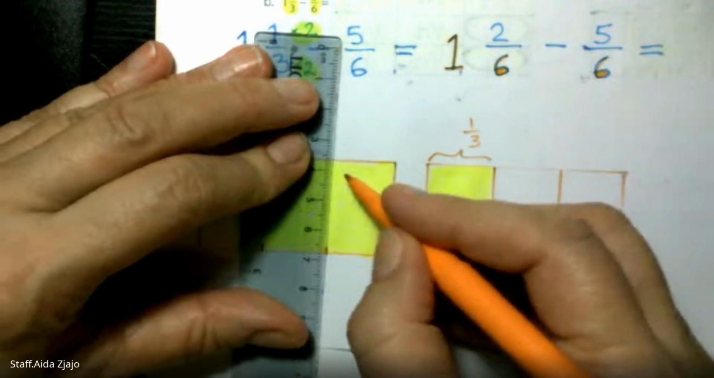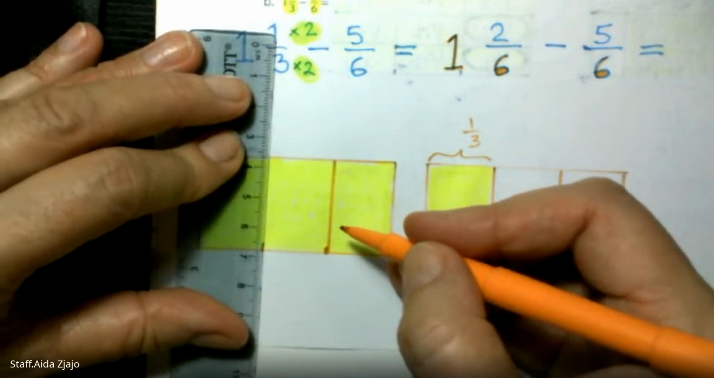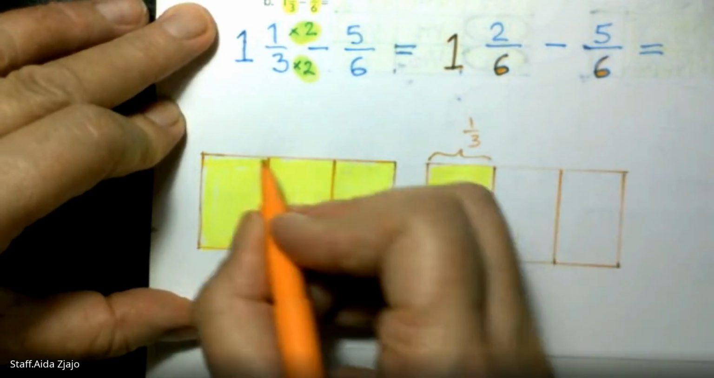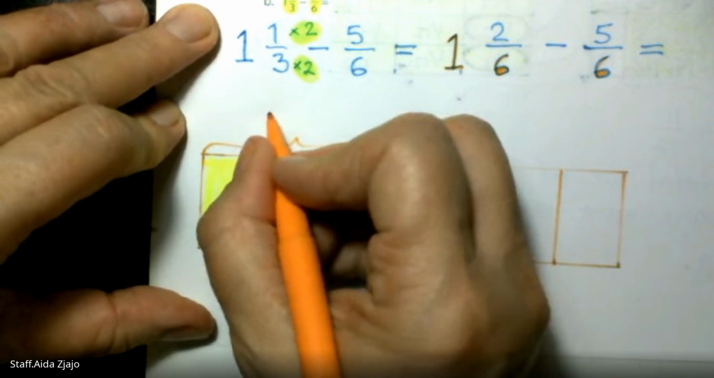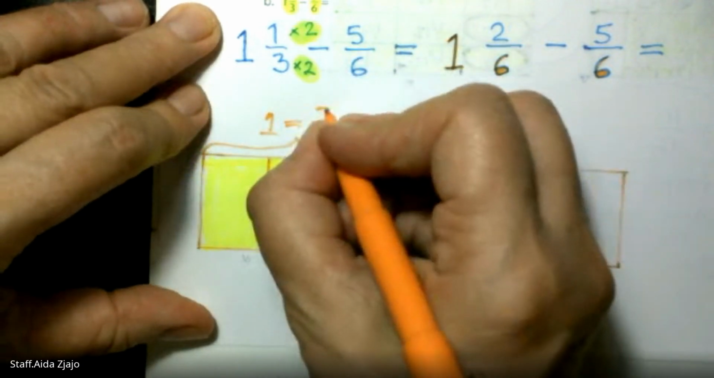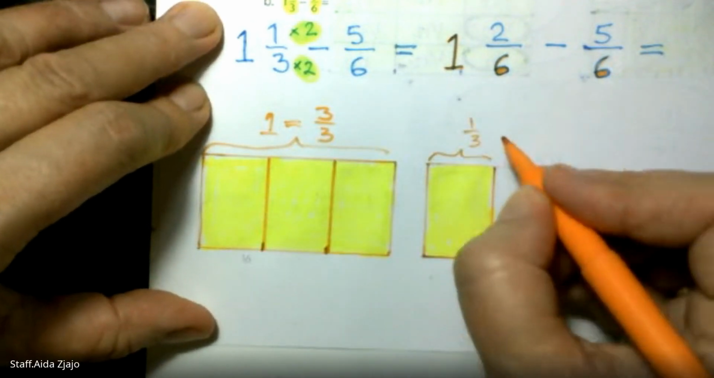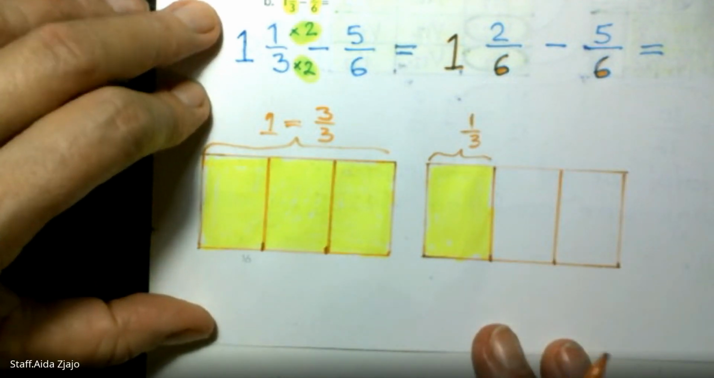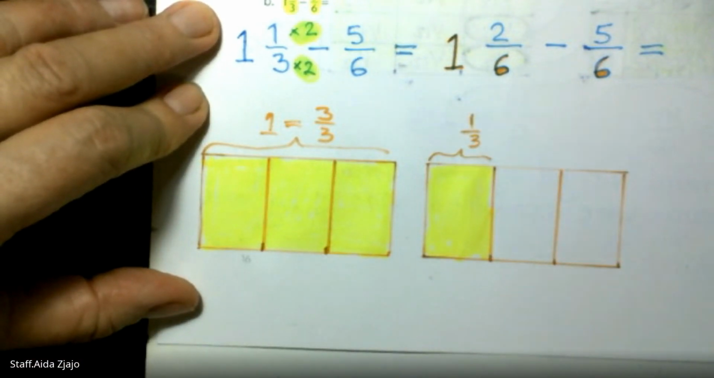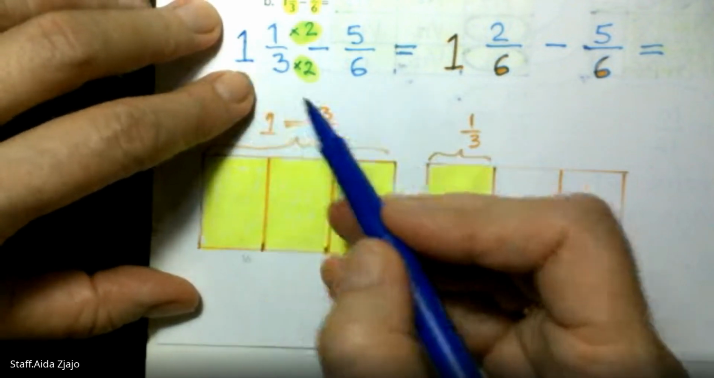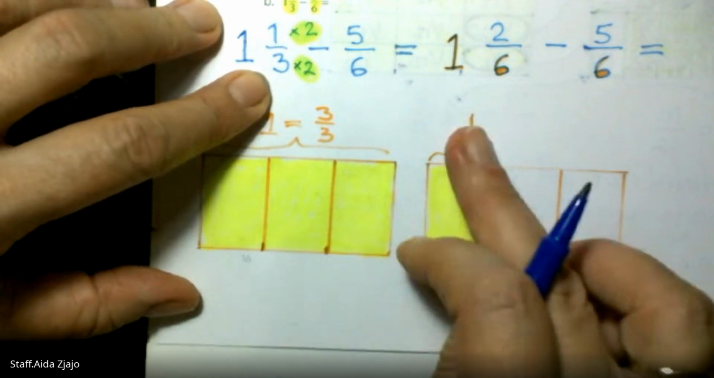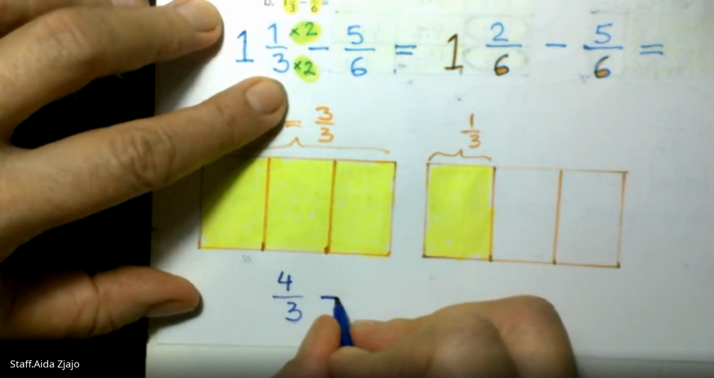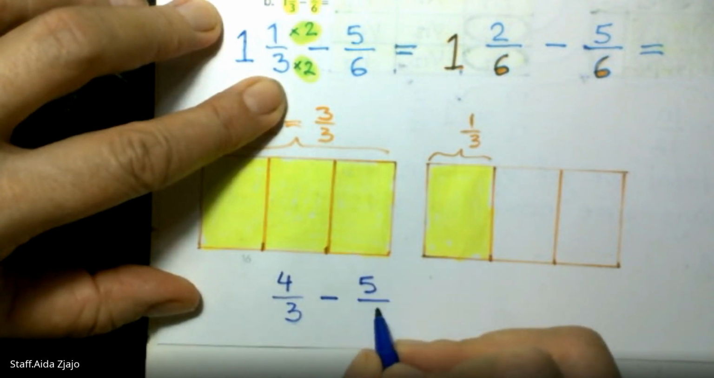So now I can see how this 1 whole could also be 3/3. 1 whole equals 3/3, and plus the 1/3 that I have, that would be 4/3 that I have. So I can say, okay, 1 whole is 3/3 plus 1/3, it makes 4/3. But I need to give away 5/6.